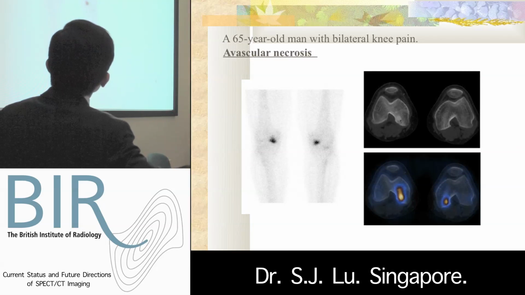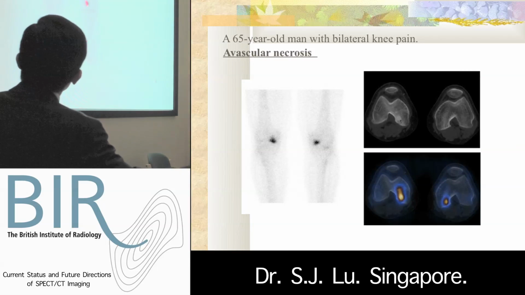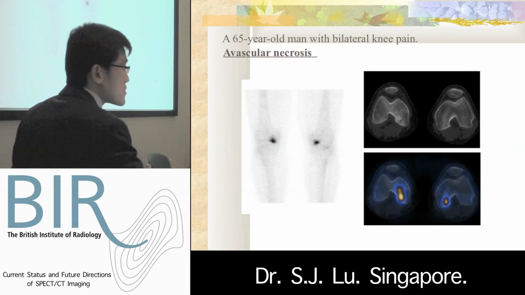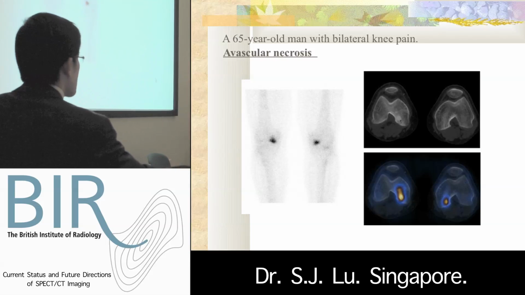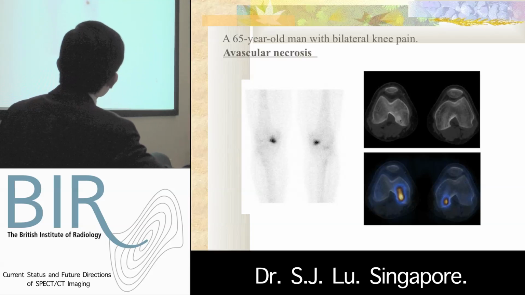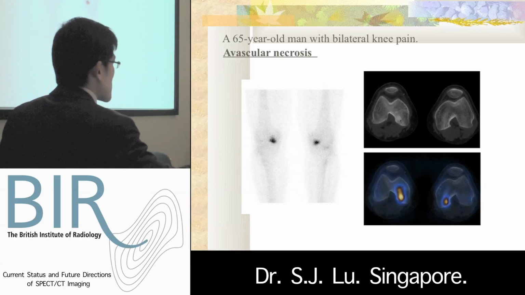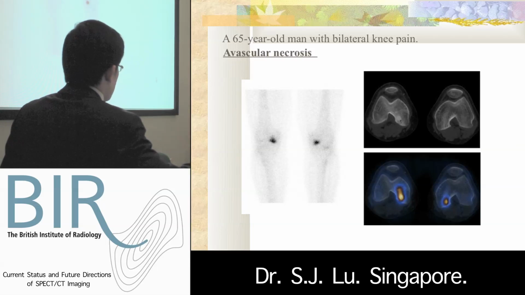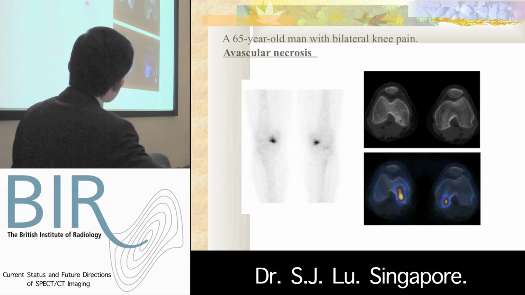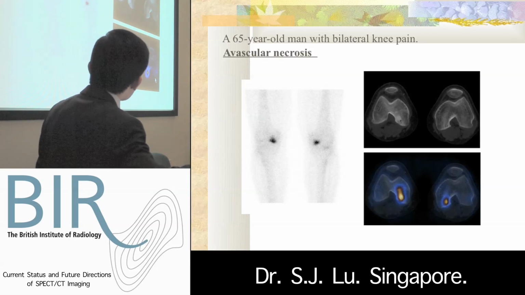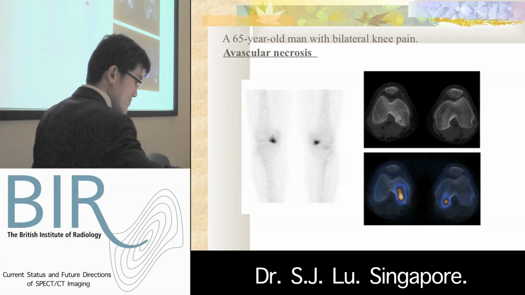A 65-year-old man with bilateral knee pain. There is focal increased tracer uptake at the medial aspects of both knees. Again, this is a fairly non-specific appearance. Degeneration, could be trauma, could be stress. And this patient has a history of renal transplantation. So with that in mind, we may include in the differential osteonecrosis of the knees. SPECT-CT localizes the activity to sclerotic lesions, indeed representing osteonecrosis as the cause of knee pain.